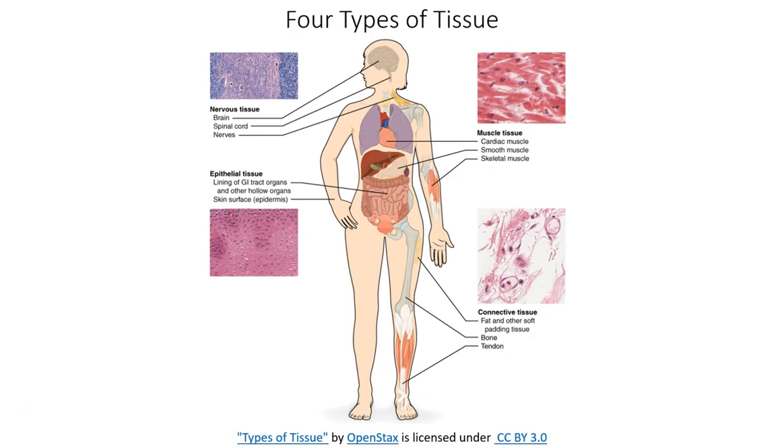We've got some different types of epithelial, so these are going to line the GI tract, so the digestive system and other hollow organs, as well as the skin surface. So our skin is a type of epithelial tissue. And then last but not least, our connective tissues. This includes a lot of different things. So fat and other types of soft padding tissues are part of this group. And then bone and tendon, as well as some other more unique ones that we'll get into in a different video.